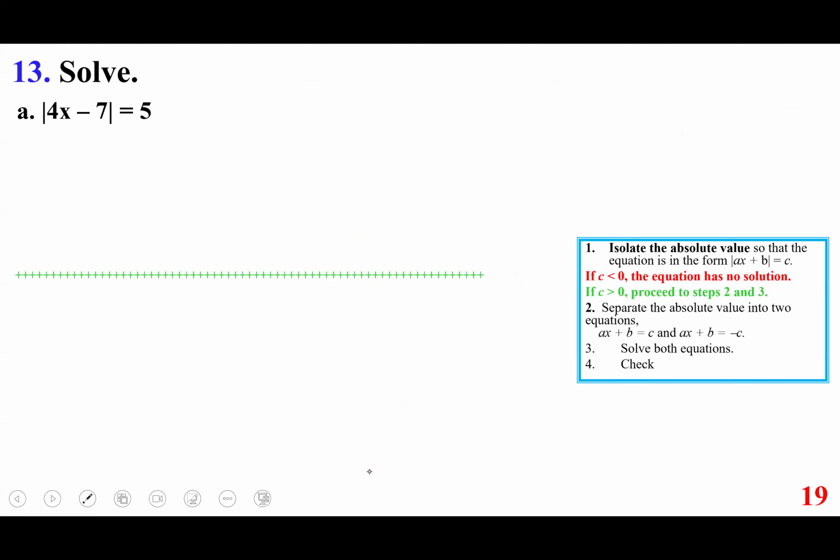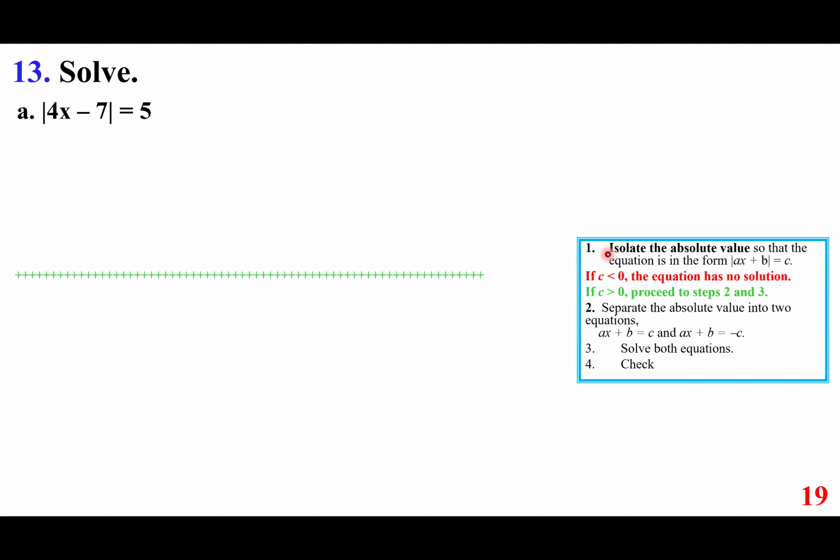We want to solve the absolute value equation, absolute value of 4x minus 7 equals 5. So what is the process? Whenever you want to solve an absolute value equation or inequality, the first step is to isolate the absolute value so that the equation is in the form of, if it's an equation, absolute value of x plus b equals c. If it's an inequality, it would be less than or greater than, but the first step is identical for all.